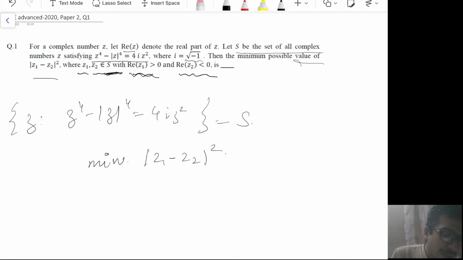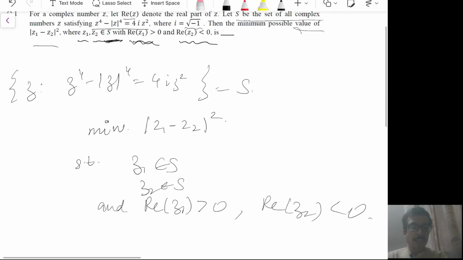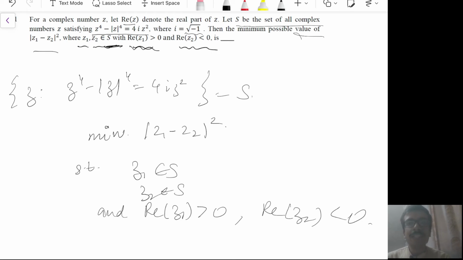that we need to minimize mod z1 minus z2 square, and we are given the constraints that z1 belongs to S, z2 belongs to S, and real part of z1 is positive whereas real part of z2 is negative. So basically, it looks like a difficult problem, but we'll see how we can use some geometric ideas and some algebraic identities, and then we can solve this problem very easily.